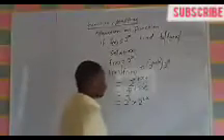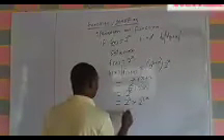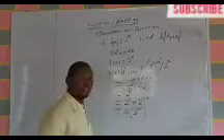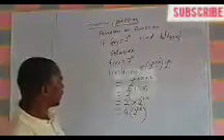So 2 raised to the power 2 is 4. So we have 4 into 2 raised to the power 2s. This is the answer to this question.